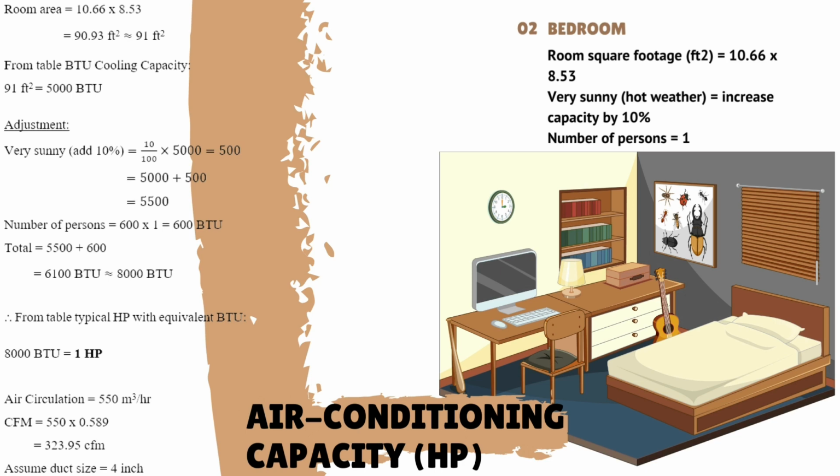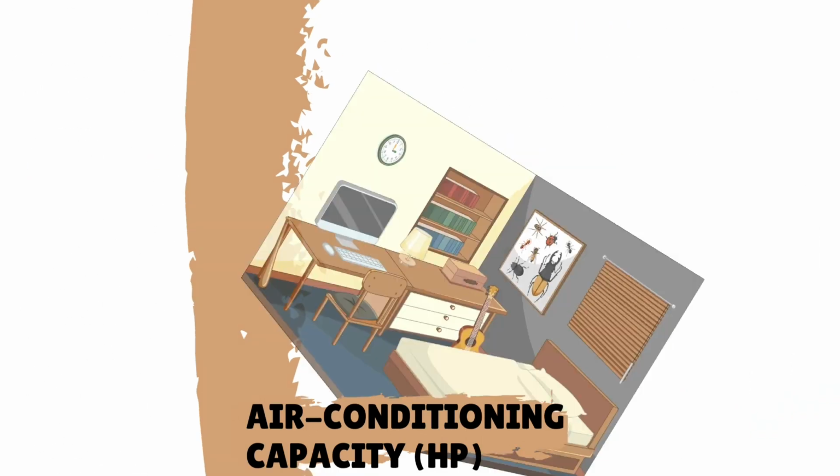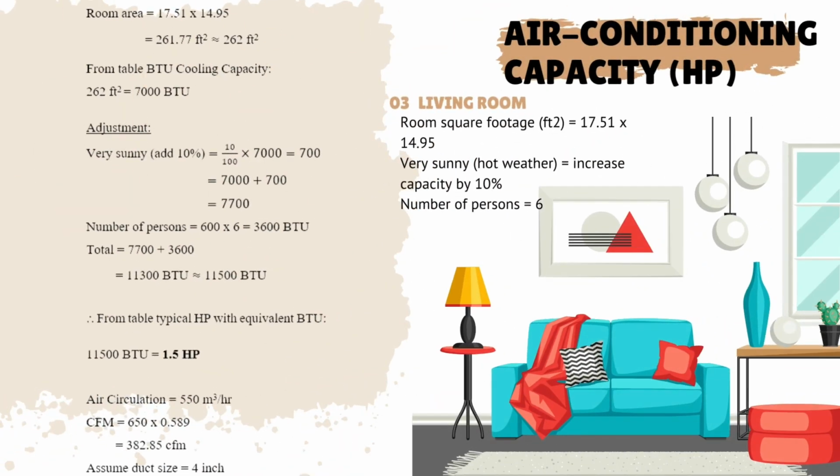For the bedroom, the room area was 191 square feet and the BTU cooling capacity is 5000 BTU based on the standard. For the adjustment, we get 8000 BTU and the BTU requirement with the specification of air conditioner is 1 horsepower, while for the air circulation is 323.95 CFM.